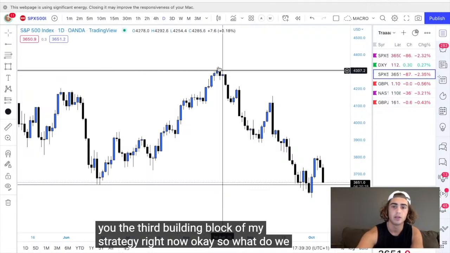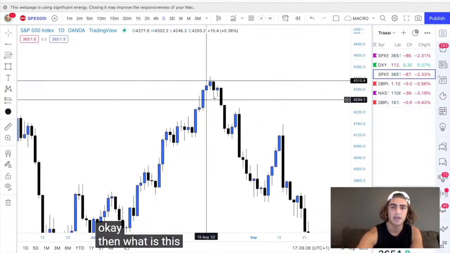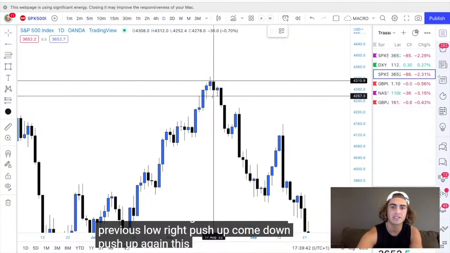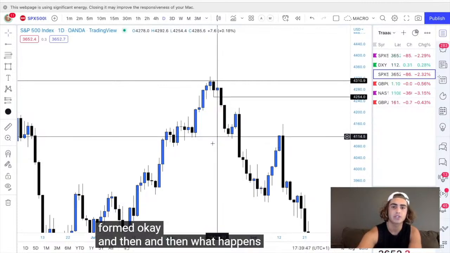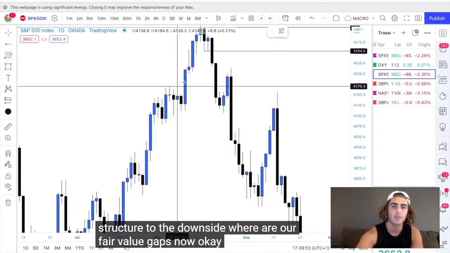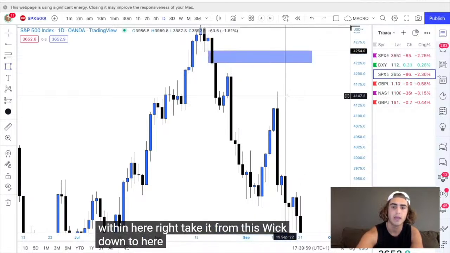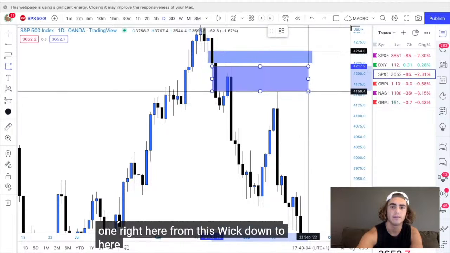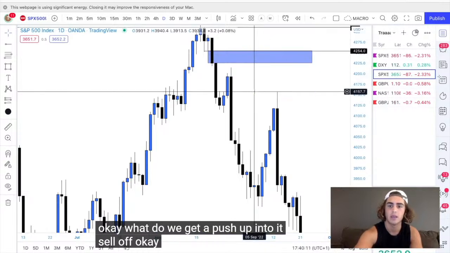So what do we have? Liquidity sweep, okay? Then what is this, right? This is the most previous low. Push up, come down, push up again. This is the low that was formed, okay? And then what happens? Break of structure to the downside. Where are our fair value gaps now? Within here, right? Take it from this wick down to here. Where is the other one? Right here, from this wick down to here. Okay, what do we get? A push up into it, sell off, okay? What happens again?